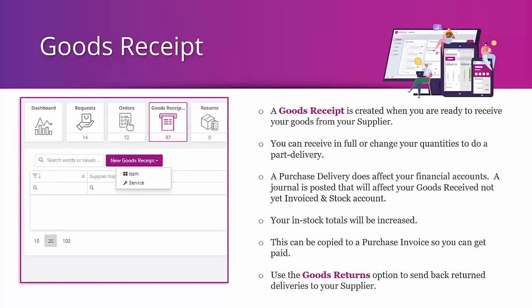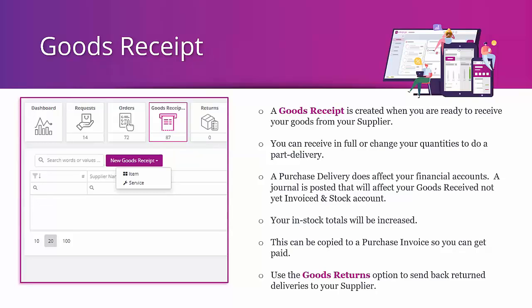So goods receipt is effectively your delivery. So now we've brought it in. We're receiving the goods in from the supplier, we're putting it on the shelf. You can receive in full or change your quantities to do part delivery, the same as we can do on our sales documents. So the difference here now is purchase delivery does affect your financial accounts.